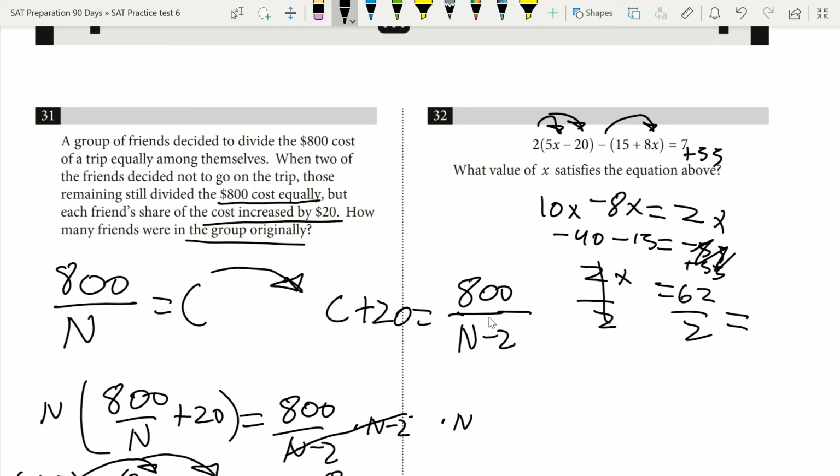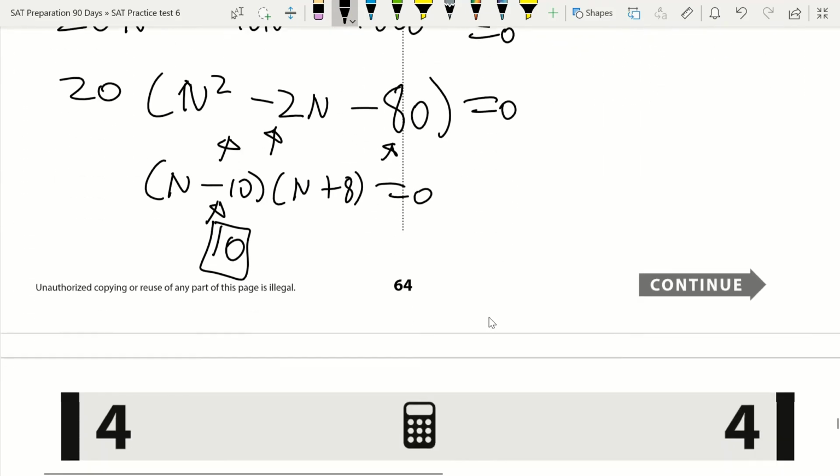Dividing each side by 2 there is going to give me 31. So x is going to have to equal 31, because 62 over 2 is 31. So the answer for 32 is going to be 31. All right, now we got question 33.